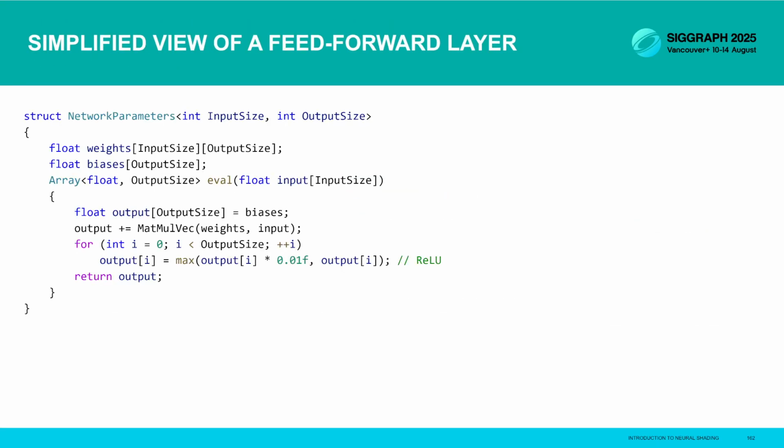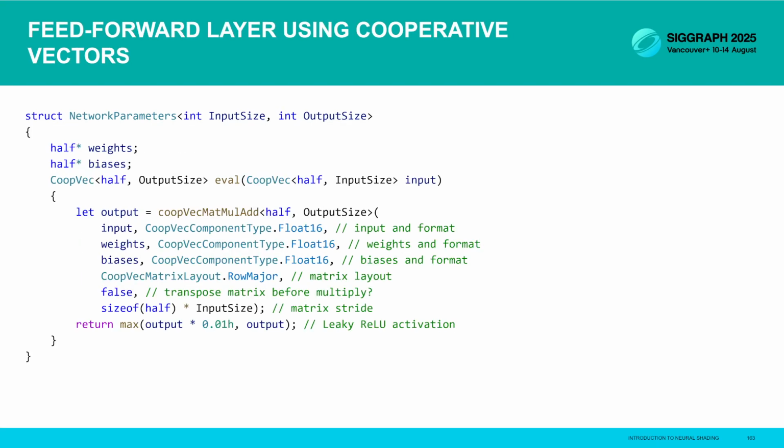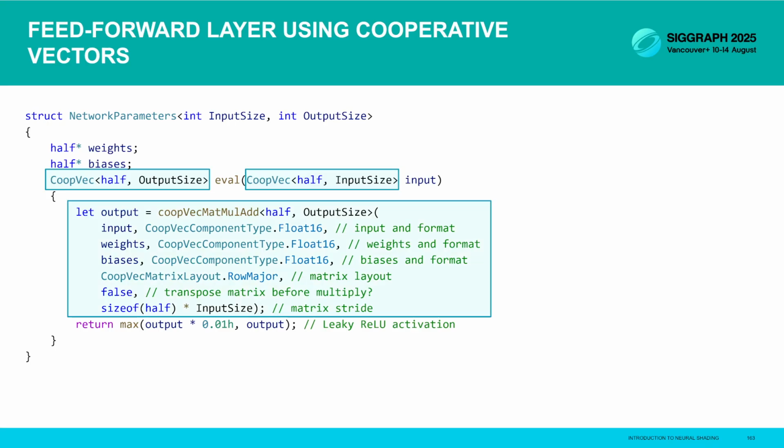Recall our previous implementation of the fully connected layer. It is a matrix vector multiply followed by an activation. We can simply rewrite this function to use cooperative vector intrinsics like this. The key difference is that we replace the inputs and outputs from a float array to a coop vec. You can think about a coop vec exactly as an array or an ordinary vector that doesn't have the size restriction. And we call the coop vec mat_mul_add to do the hardware accelerated MMA.